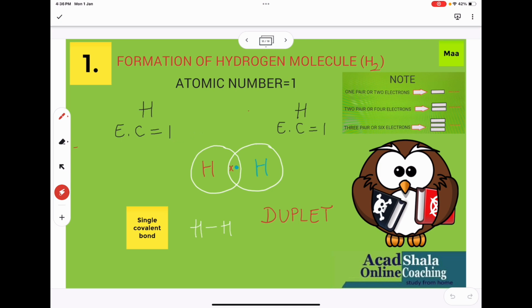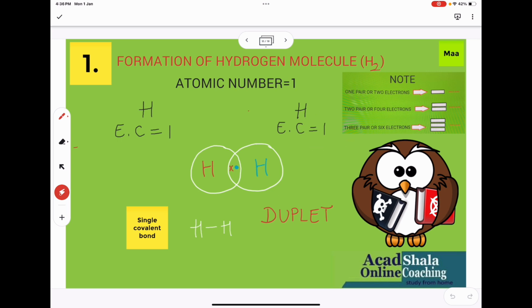Why am I saying valence shell? Because the atomic number is 1 and only 1 shell is formed, which is known as the K shell. And that 1 shell is the valence shell. The electrons in the valence shell are known as valence electrons. Right, children? Okay.